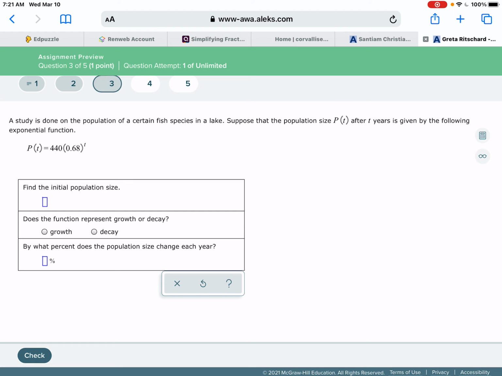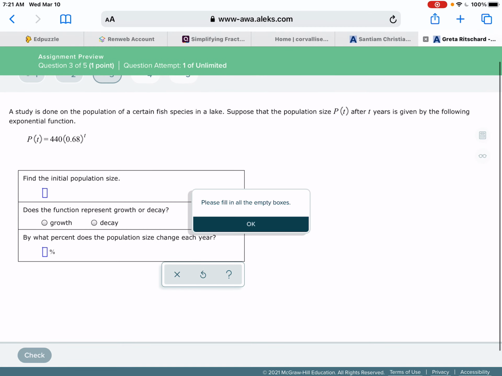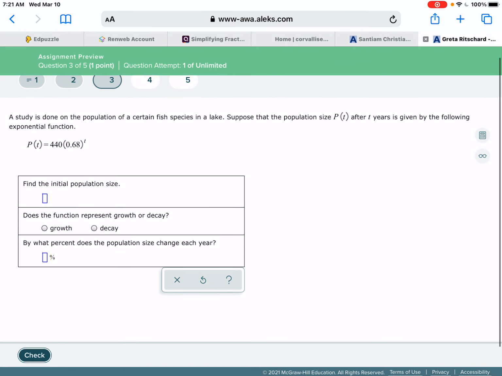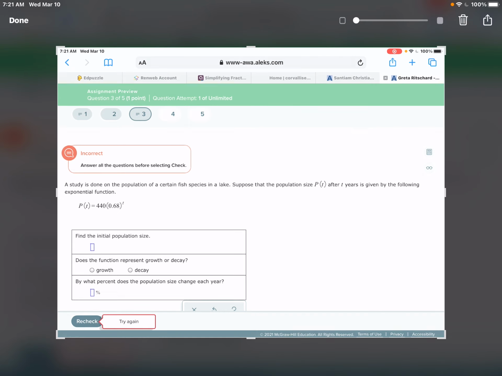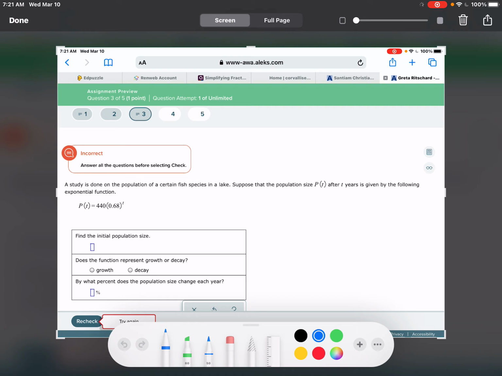A study is done on the population of a certain fish species in a lake. Suppose the population size, P of t, that's like y, after t years is given by the following exponential function. We're going to find the initial population size. If you just know that these formulas come in this format, we know that the P in our equation would be the number 440 here. So 440 is the initial amount.